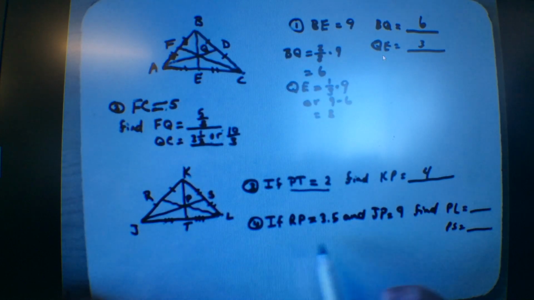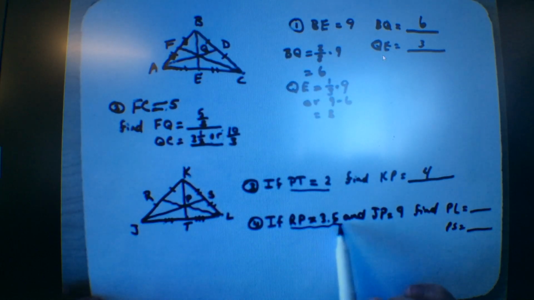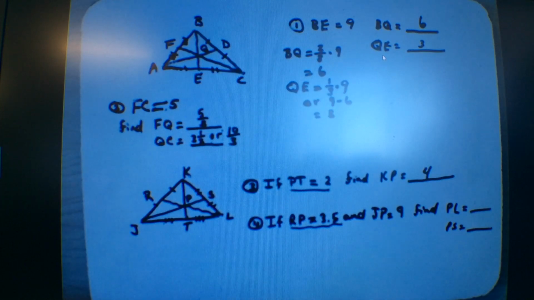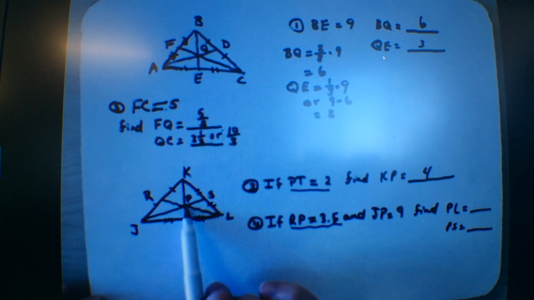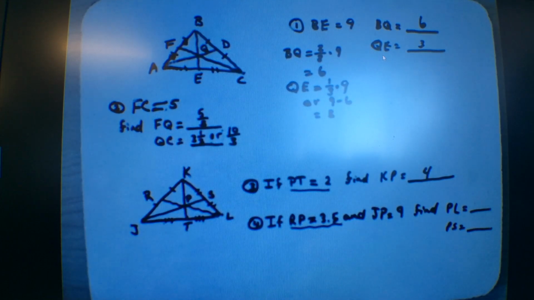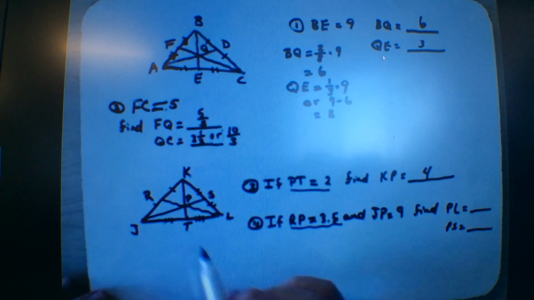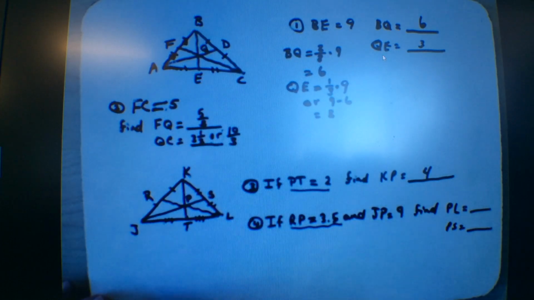Okay. Not so easy on this one. Look at this one. RP is 3.5 and JP is 9. Find PL and PS. Well, let's start with this. RP is 3.5, right? Is that 1/3 or 2/3? It's 1/3 of the whole thing, right? All right, so the whole thing is RL, right?